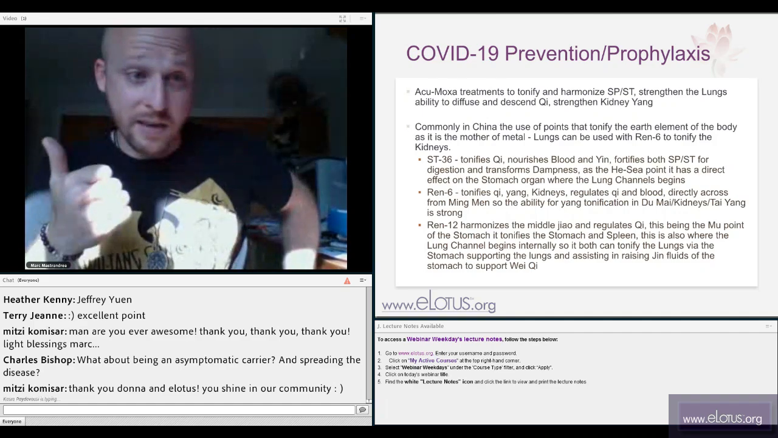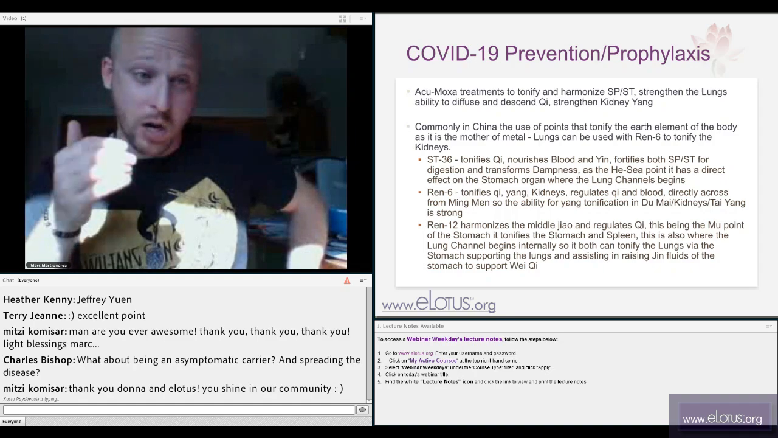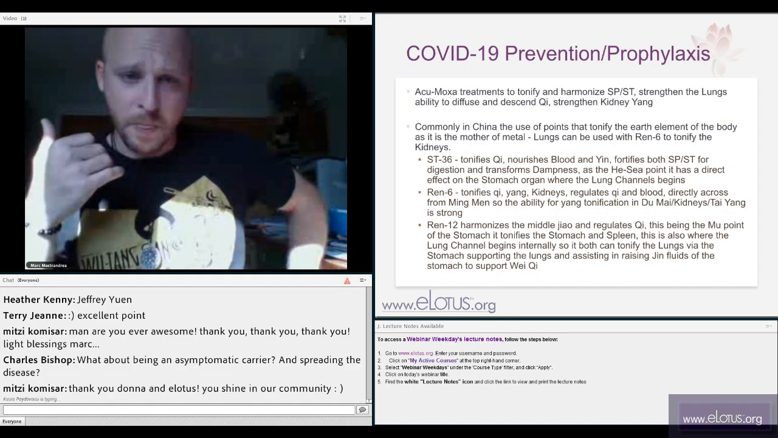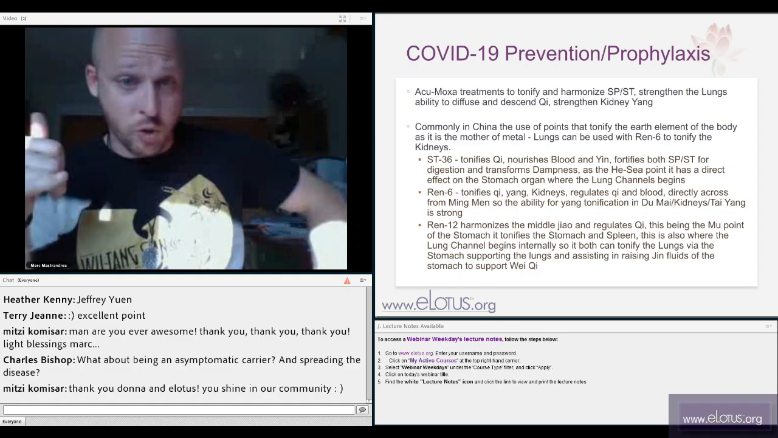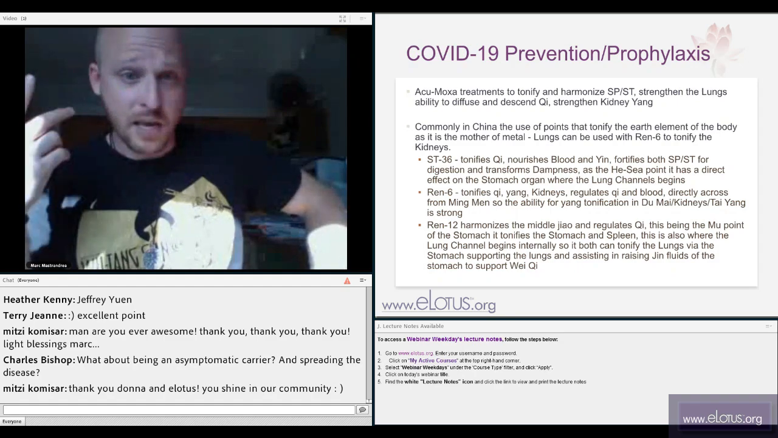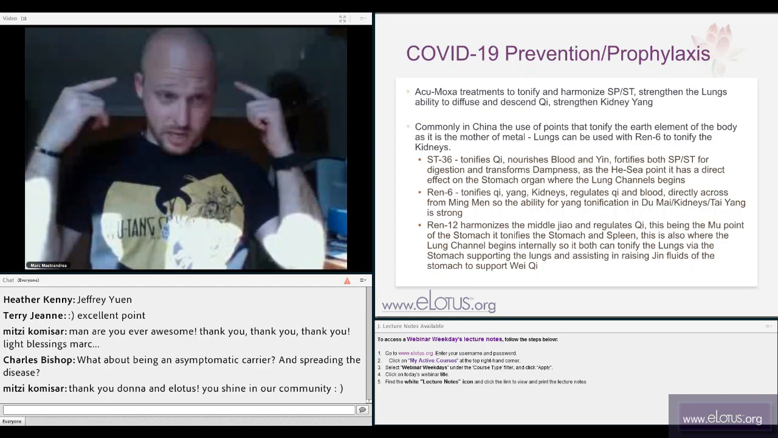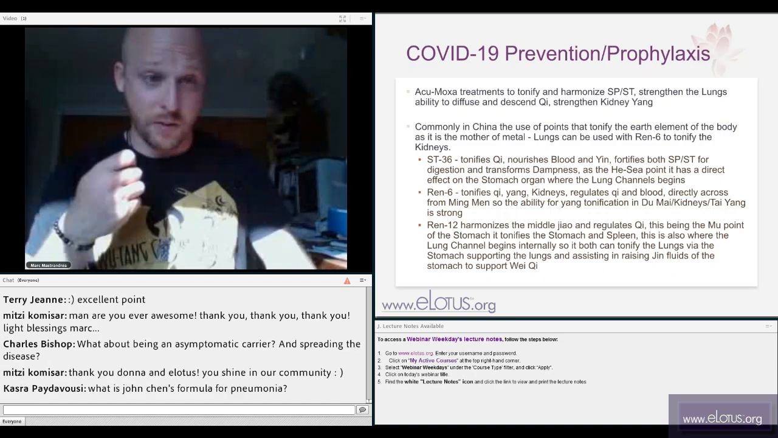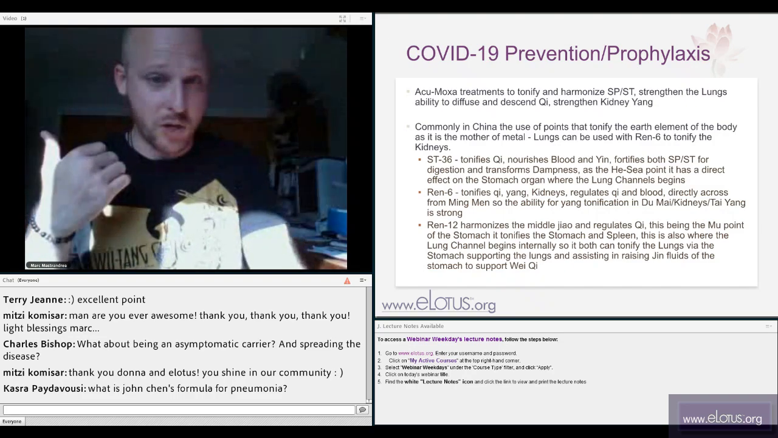Another thing that they touched on in the eLotus material, that we were using in Beijing as well, I want to talk about a little more because I modified it, and I think it's a little more successful. Acumoxa, acupuncture moxa, or moxibustion on points, is super important to tonify and harmonize spleen and stomach, strengthen the lungs, the ability to diffuse and descend qi, and strengthen the kidneys. Understand, this is just as powerful as herbal medicine. Just because you take a substance inside doesn't mean that the moxa isn't going to be able to do the same thing. Commonly in China, we use a lot of this.